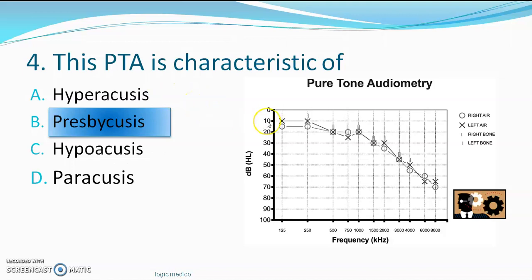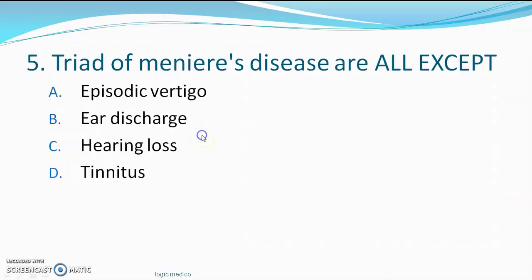Presbycusis is a condition which happens in old age, wherein we can make out that in both ears the hearing is dipping down with increasing frequency. Both air conduction and bone conduction in both ears are reducing, especially the air conduction. So that is sensorineural hearing loss which happens in age, called presbycusis. Okay, coming to the next question, number 5.